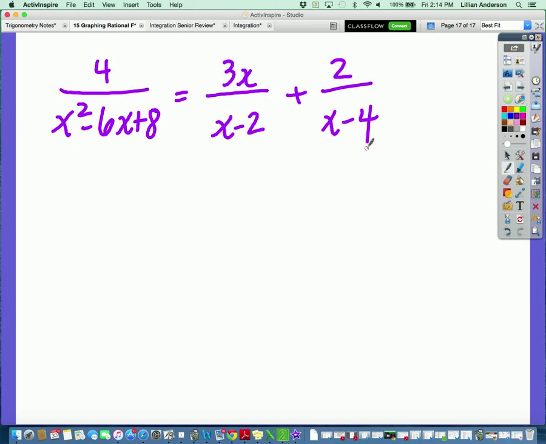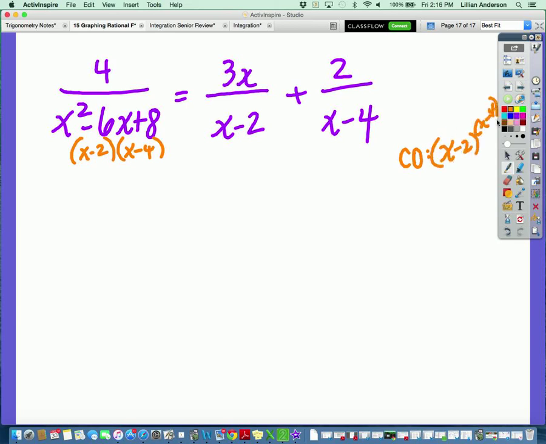Here's the next one. So here, we have a quadratic and we have two linear factors over here on the right side. Let's factor this. That's the same as these two denominators over here. So our common denominator is what? What's our common denominator here?